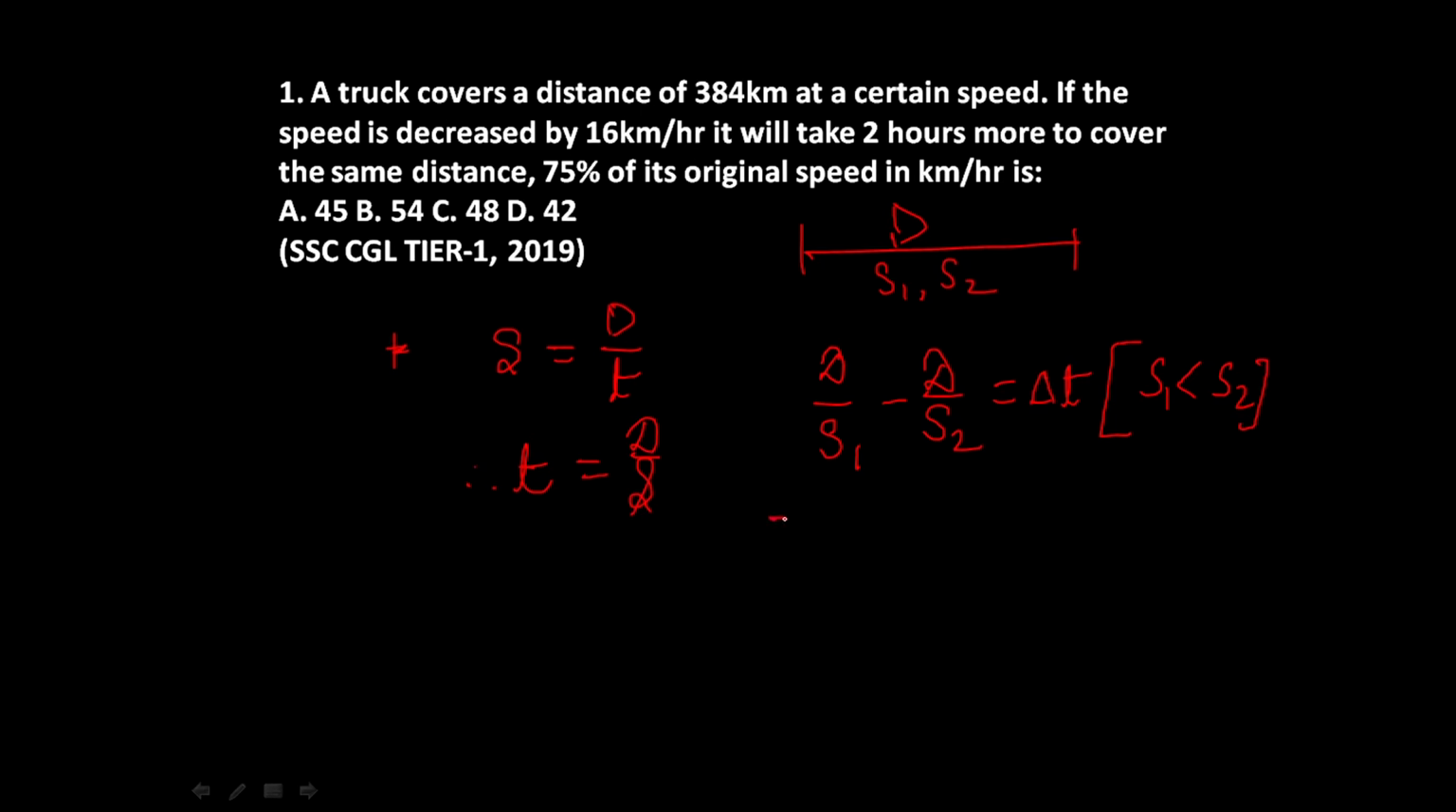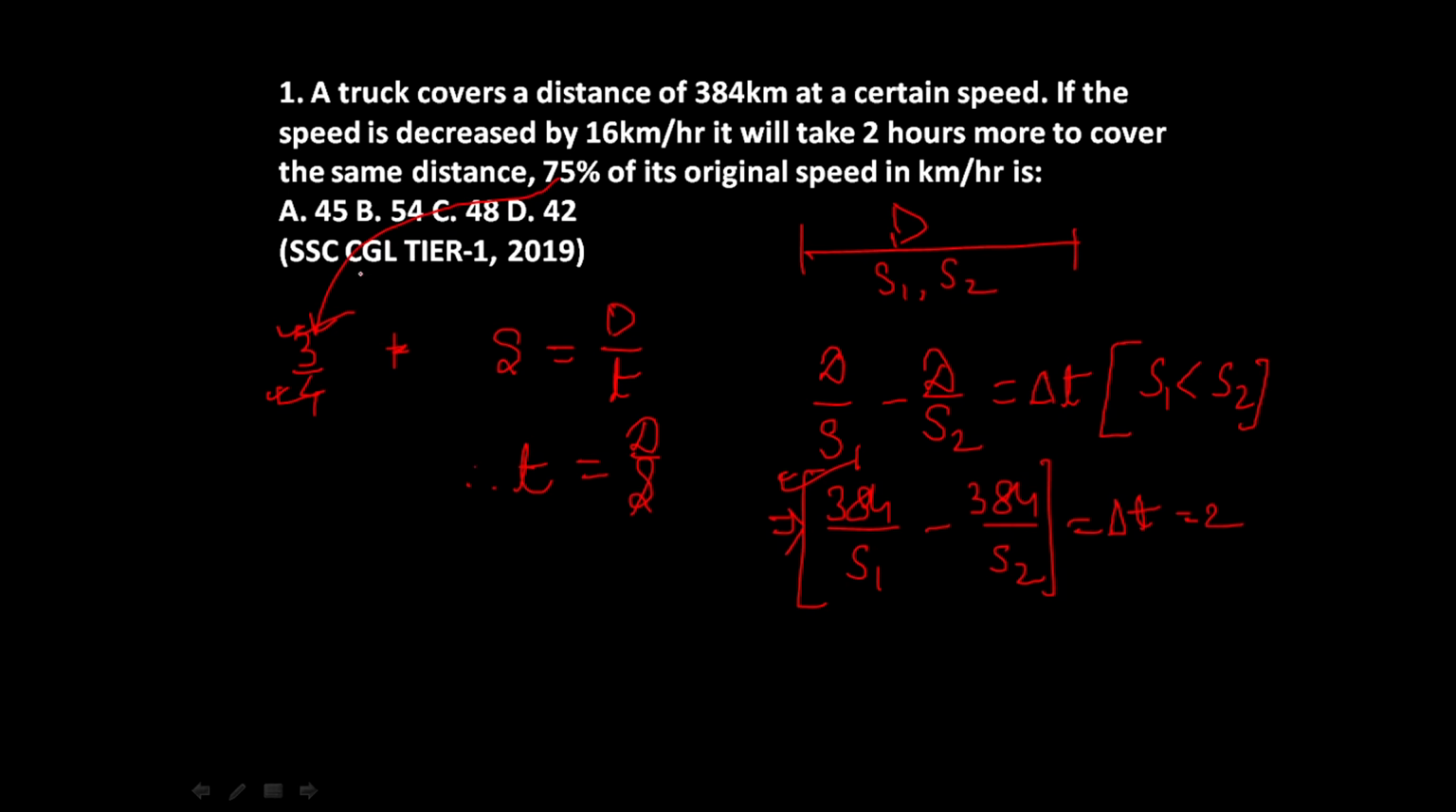Clear? So according to this question, d is equal to 384 divided by s1 minus 384 divided by s2 is equal to delta t, right? Delta t is equal to 2. So what we can get is that s1 and s2 must totally divide 384. Clear? So in the question it is 75% of the original speed. So 75% means 3 by 4. In this question the value of 3 is given, whereas we have to get the value of 4. Clear? To solve this equation.